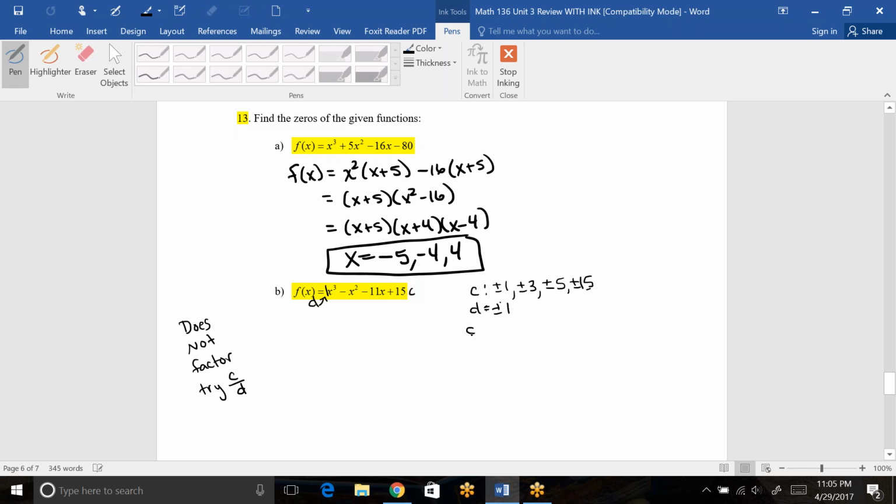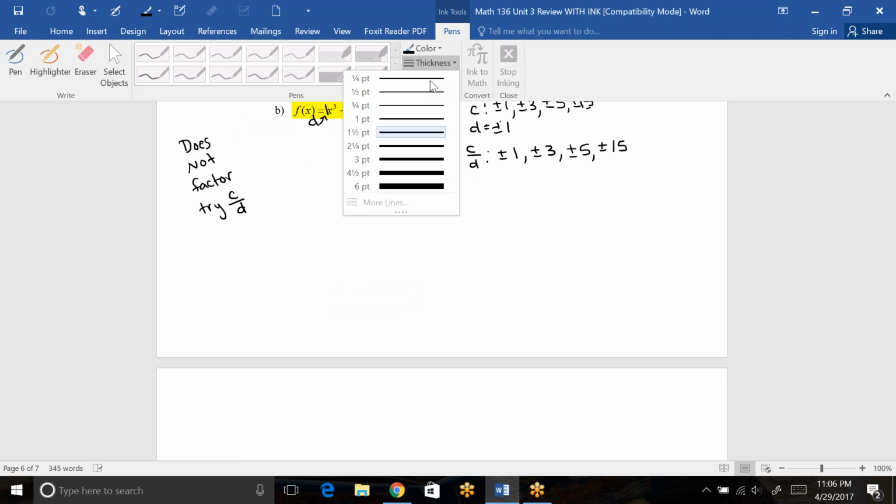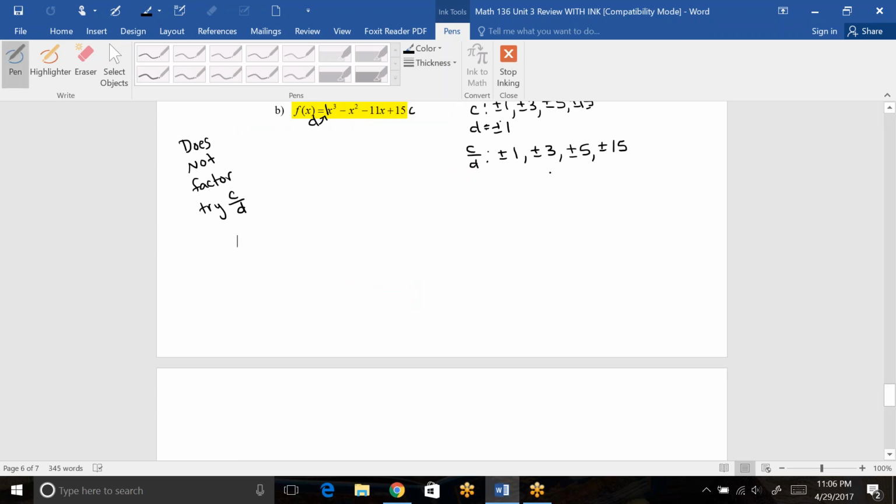You then place all C's over all possible D's. Well, that's just going to give us the same 4 numbers because you're dividing them all by 1. Remember, if there was another number down here, you would get maybe some fractions. But we just get our same numbers when you divide by 1. So I essentially have 8 different things I would have to run through synthetic division until I find one that works. But that's much better than some of the lists we've given you.